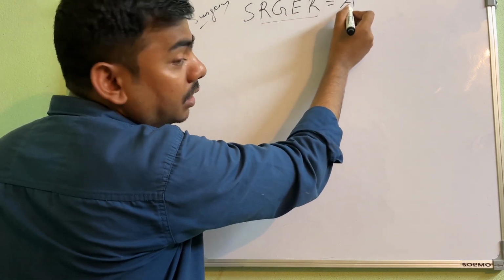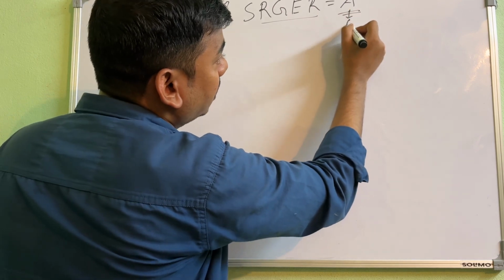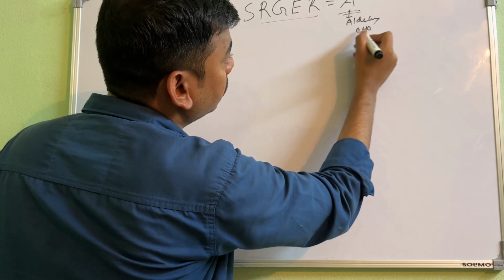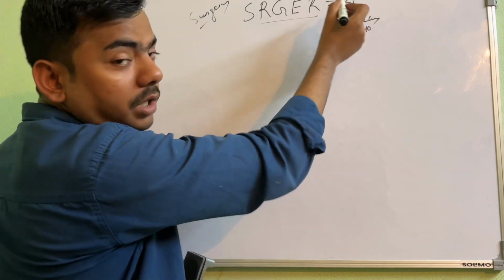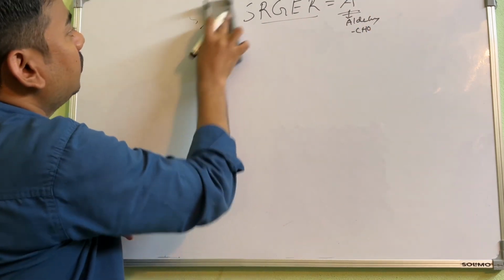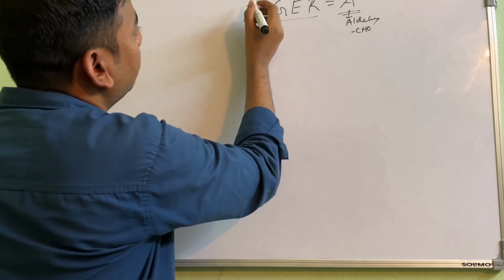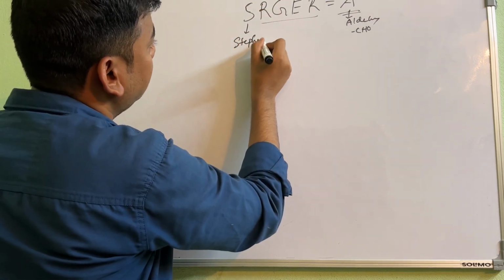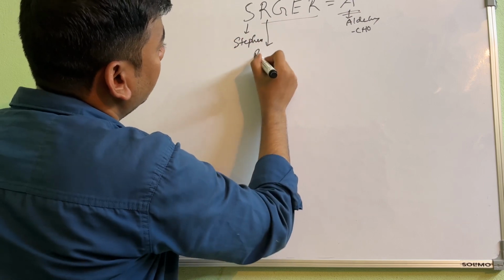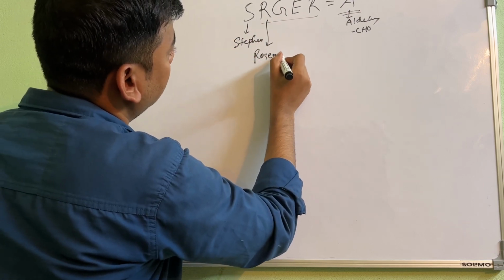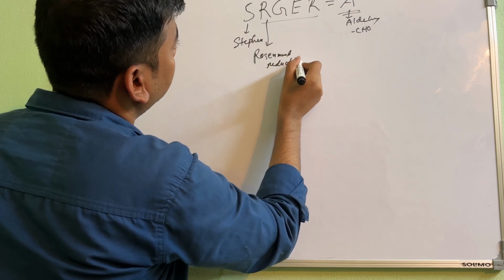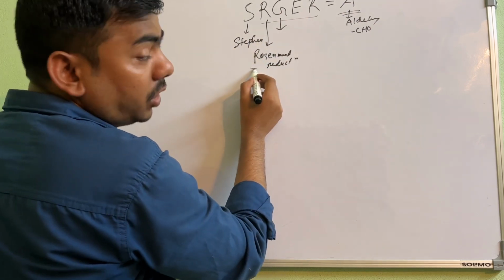SRZER is equal to A. Why A? A for aldehyde. Everywhere you will get this CHO group, that's why I am writing it is equal to A. And what is the meaning of all these alphabets? S for Stephen reaction. R for Rosenmund reduction. And Z, this is very important, for Rosenmund reduction.